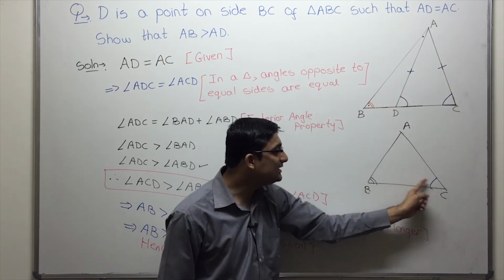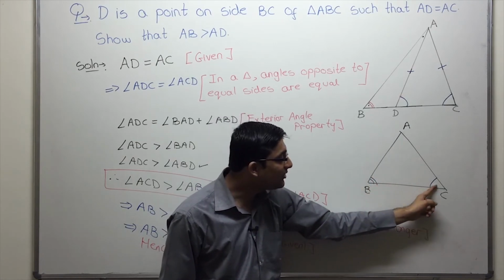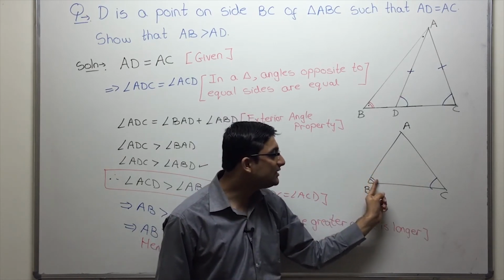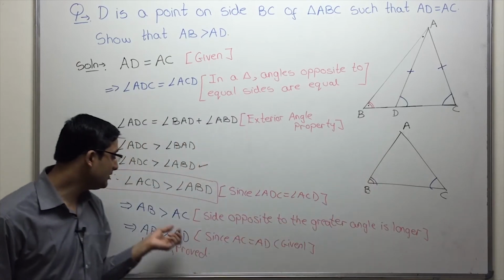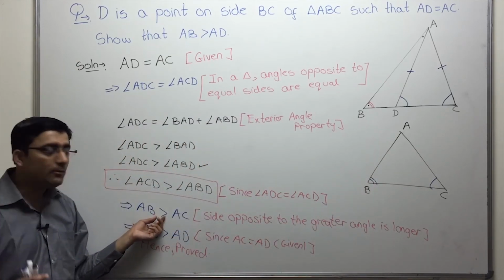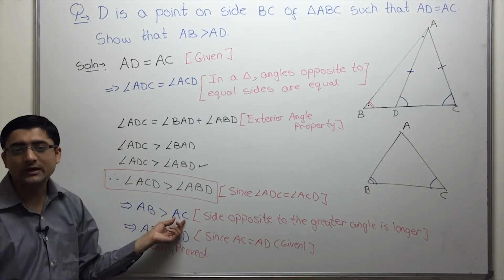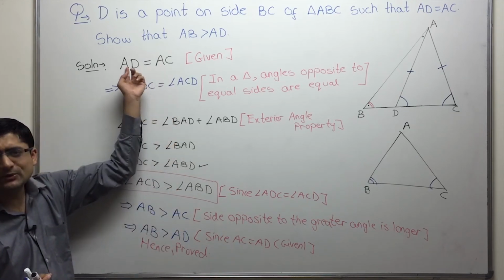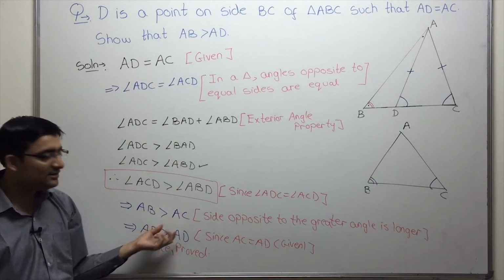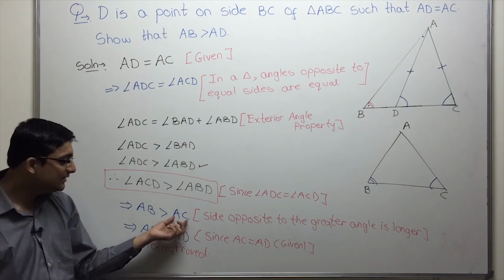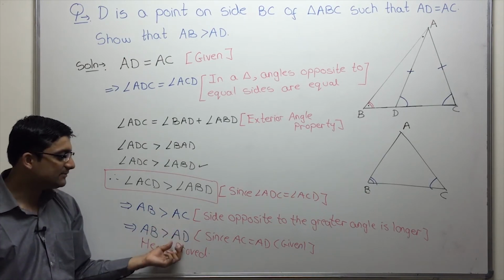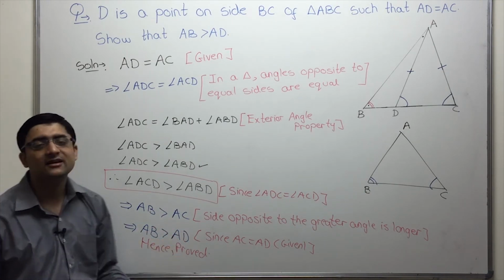So now once angle C is greater than angle B, that means side opposite to angle C, that is AB, is greater than side opposite to angle B, AC. So simple, we got AB greater than AC. Now the problem is I want AD over here. So how do I get it? For that we know AC is equal to AD. So if AB is greater than AC, AB will also be greater than AD. Why? AC is equal to AD, so replace AC by AD. So AB is greater than AD, hence proved.